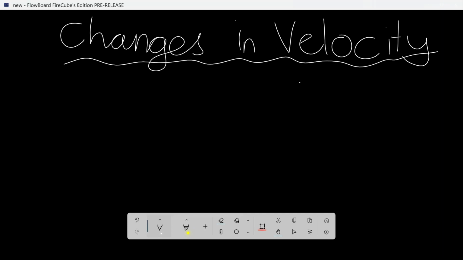Okay, so far we've talked about velocity and what it means. We said that velocity means displacement that is covered, out of the time taken to cover that displacement. That is what velocity is.